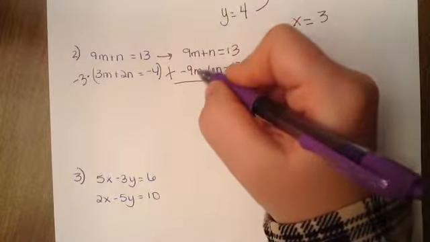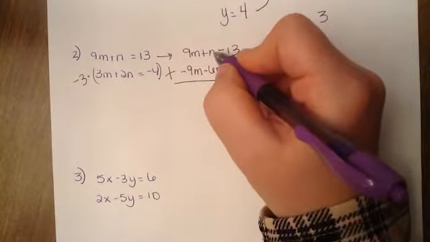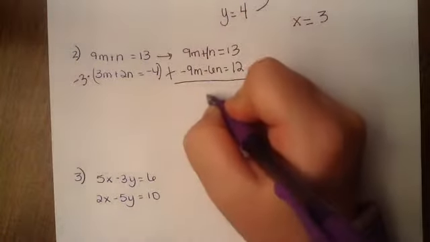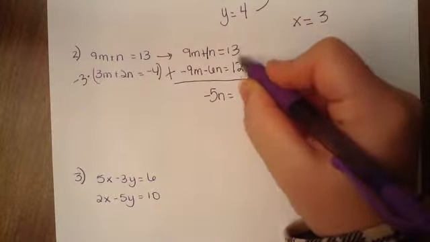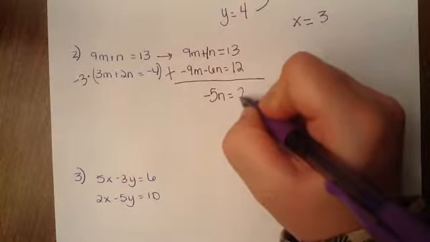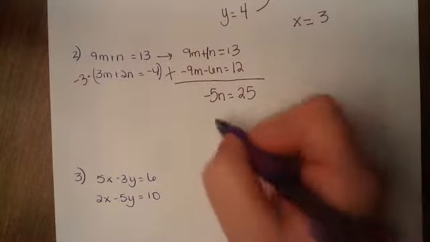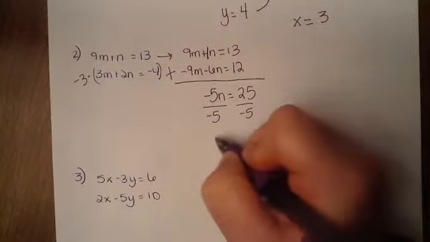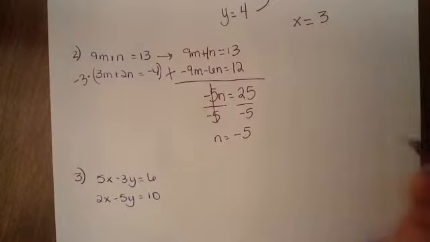What happens with our m's? They cancel. What do we get with our n's? N plus negative 6n. Remember, this is a 1 there. Negative 5n equals 13 plus 12, 25. Solve for n we must. Divide by negative 5. N equals negative 5.